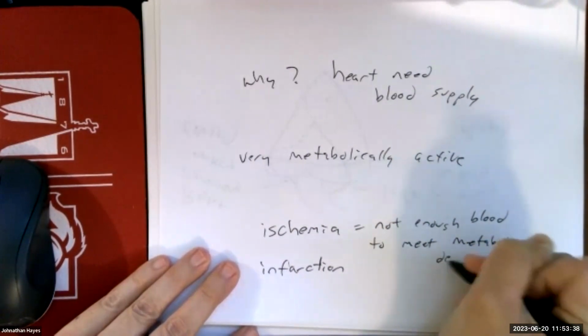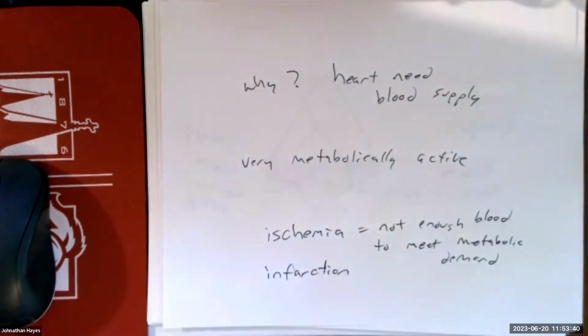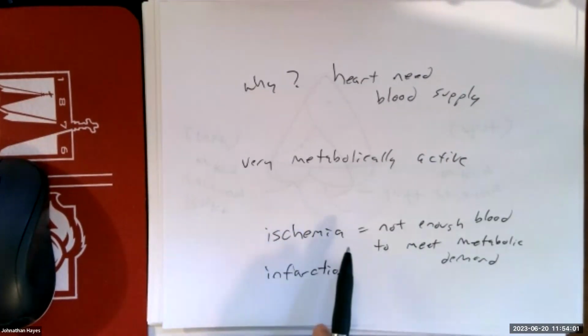metabolic demand. And you'll feel pain in the chest, just like we feel pain in our skeletal muscles when we're using muscles faster than we can replenish the blood. You feel that lactic acid buildup. Well, the heart feels that too. We just call that angina, right? So if the heart is not getting enough blood to meet metabolic demand, it'll usually let you know by hurting, and that's indicating that we have ischemia.